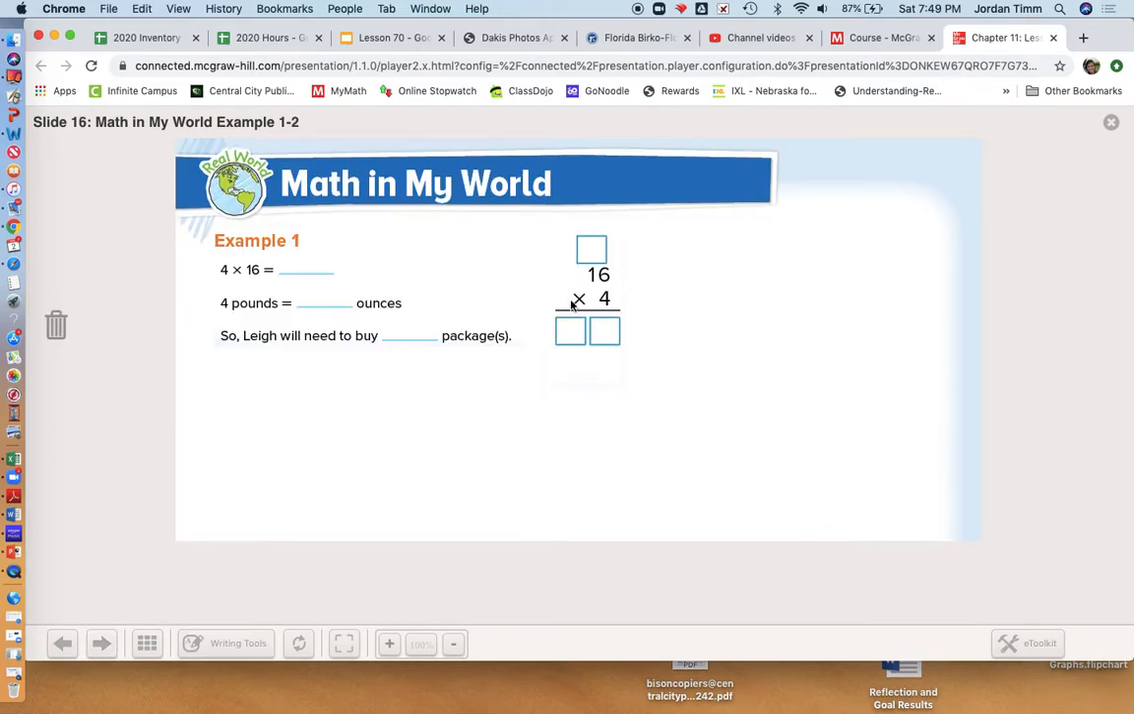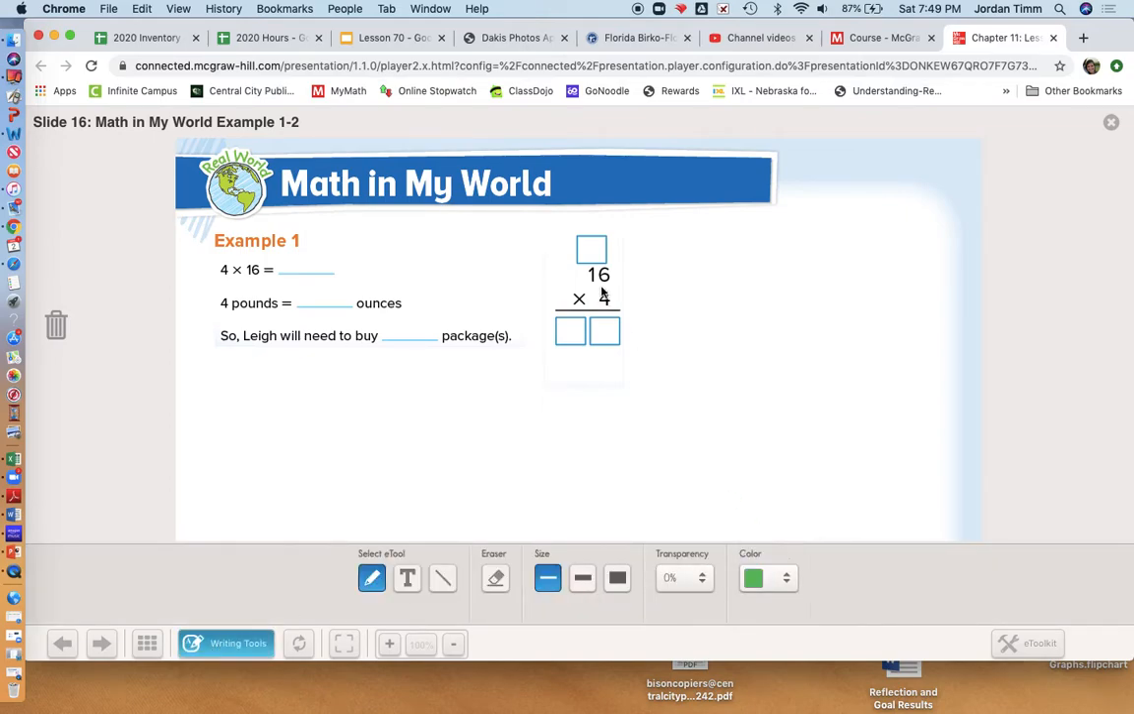Take 16 times 4. Let's solve that math problem over here. 6 times 4, 24. Then we multiply 4 times 1, which is 4, plus 2, 6. So 4 times 16 is 64 ounces. So 4 pounds is the same as 64 ounces. Now we need to go back to that chart and find 64 ounces. How many packages will she need to buy? She will need to buy 2 packages.